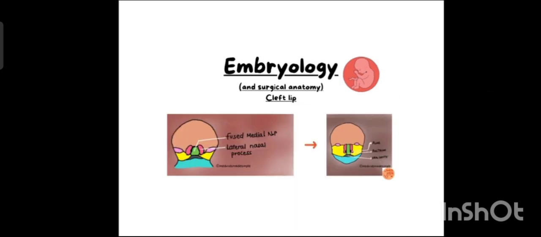The two median nasal processes start to grow towards the median side and form a single fused median nasal process, but the two lateral nasal processes remain unfused. The single fused median nasal process fuses with the maxillary eminence and forms the upper lip, and the two lateral nasal processes form the two alae of the nose.